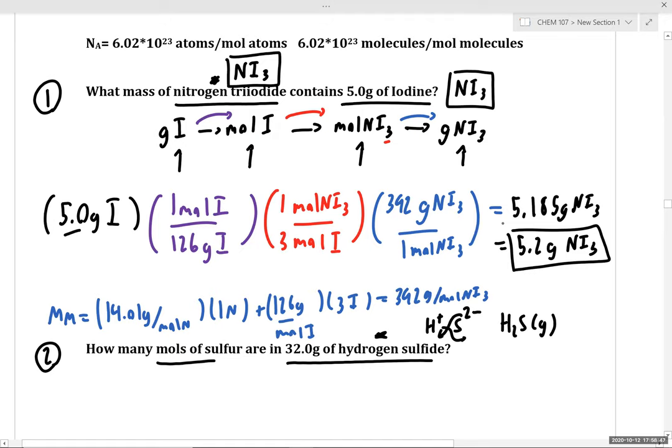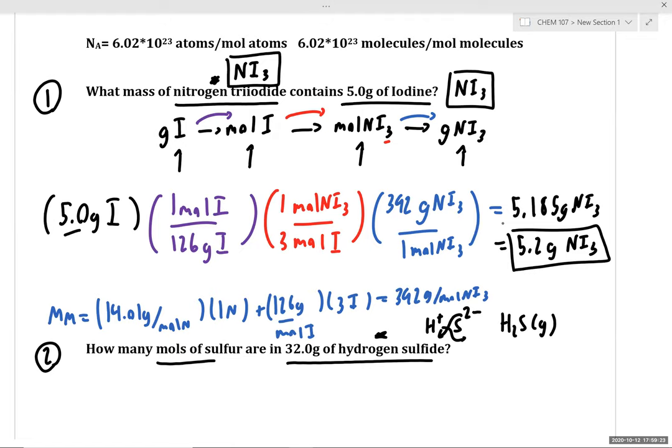Does that make sense? So we're converting from the grams of iodine to the moles of iodine by dividing by the molar mass. Then we convert from the moles of iodine to the moles of nitrogen triiodide using our formula ratio. Then we convert from the moles of nitrogen triiodide to the grams of nitrogen triiodide using the molar mass. And that gives us the final mass of nitrogen triiodide.